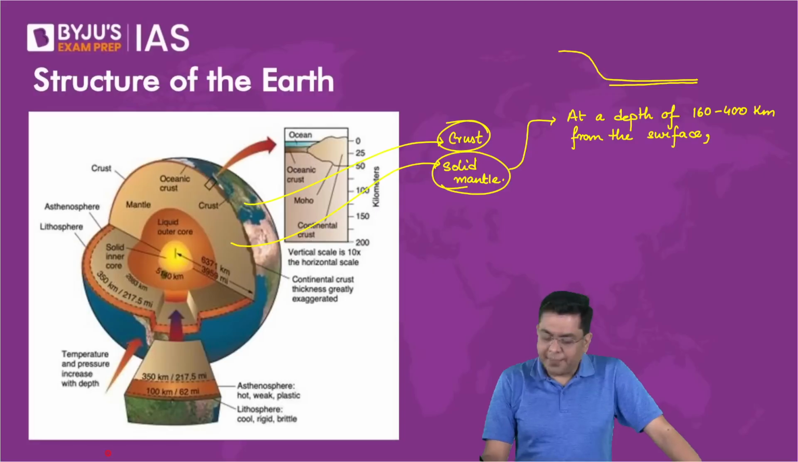Is the asthenosphere the absolute upper portion of the mantle? No, it is slightly lower than the upper portion.